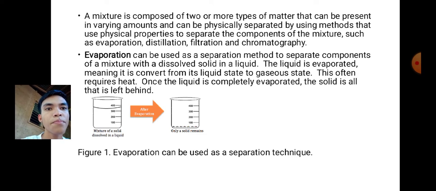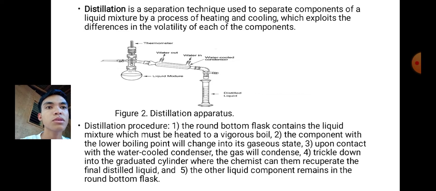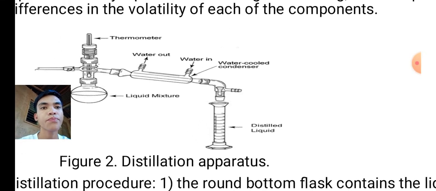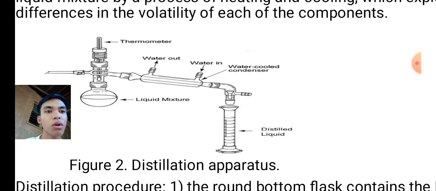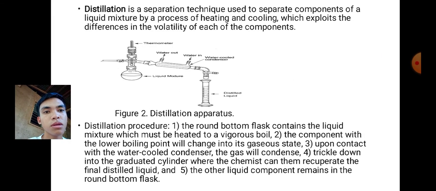So now we go to distillation. Distillation is a separation technique used to separate components of liquid mixtures by a process of heating and cooling, which exploits the difference in the volatility of each of the components. So it goes from heat to cooling. If you boil water, it becomes vapor, and then it cools down.